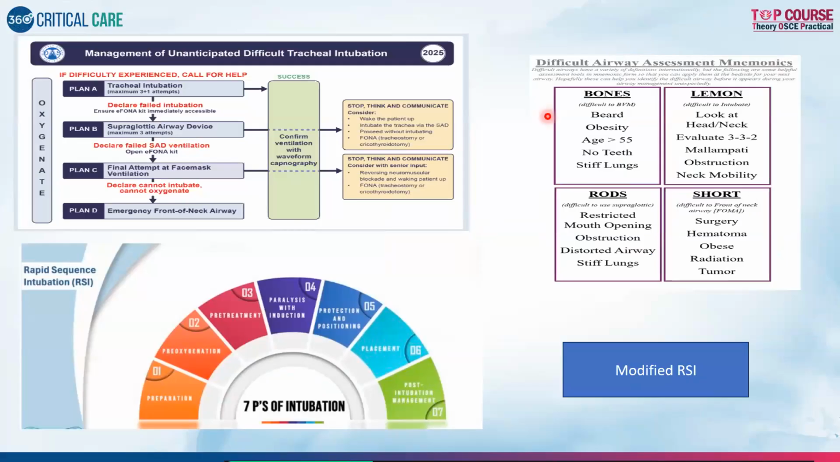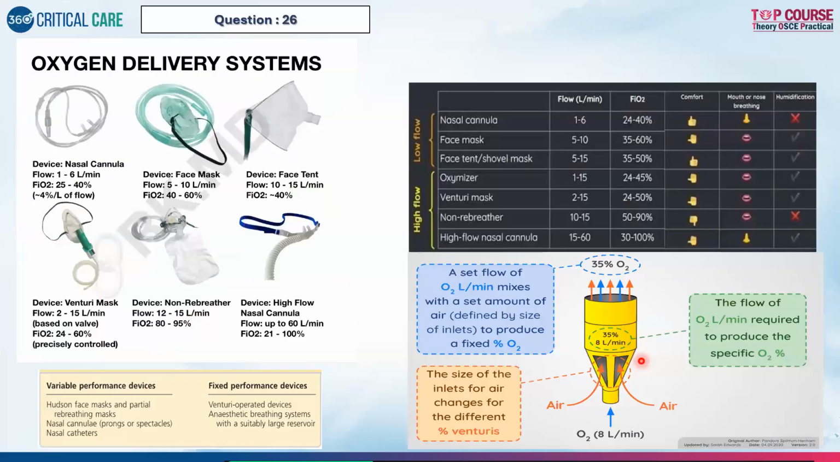Difficult airway assessment mnemonic. Okay, regarding the rapid sequence induction, what is the 7 P's of the rapid sequence induction, and what is modified rapid sequence induction, where some positive pressure is given, unlike that of a rapid sequence induction, and other drugs like other than succinylcholine can also be used. So please note the difference between the modified rapid sequence induction. Okay, other potential questions could be delayed intubation. Okay, drug assisted intubation.